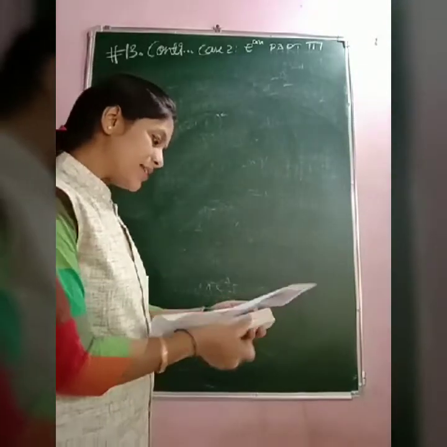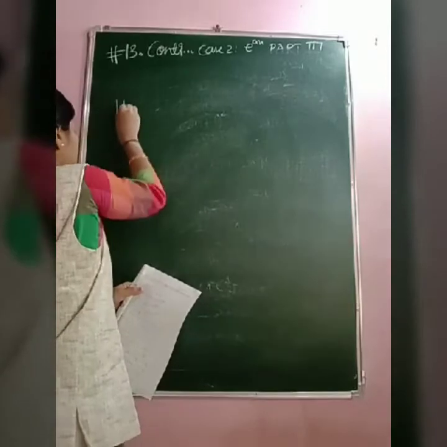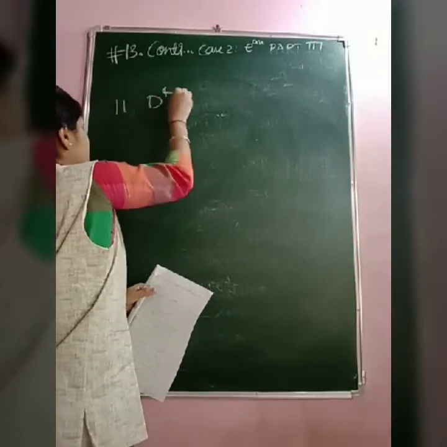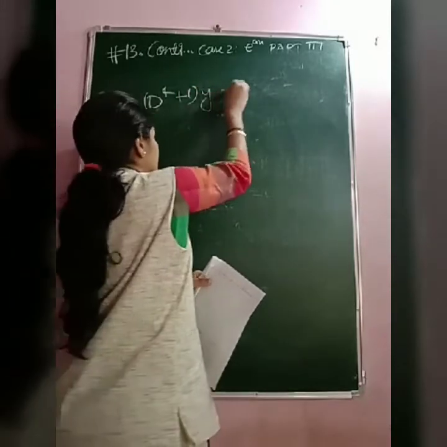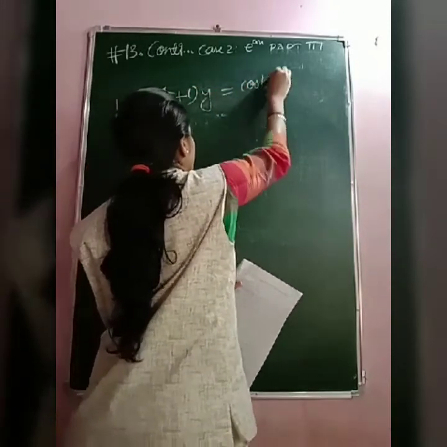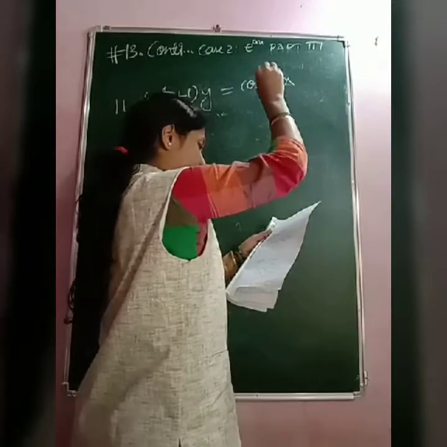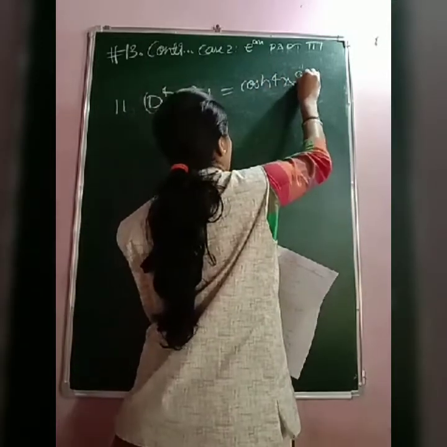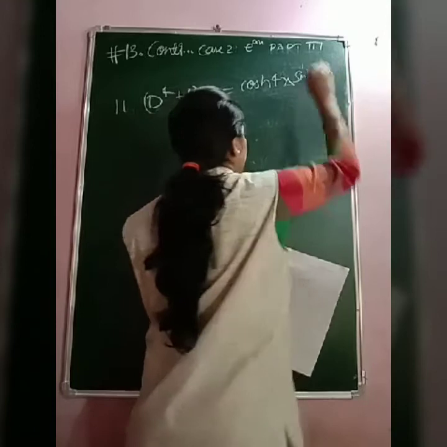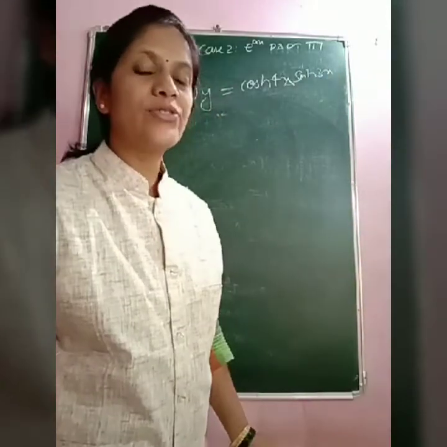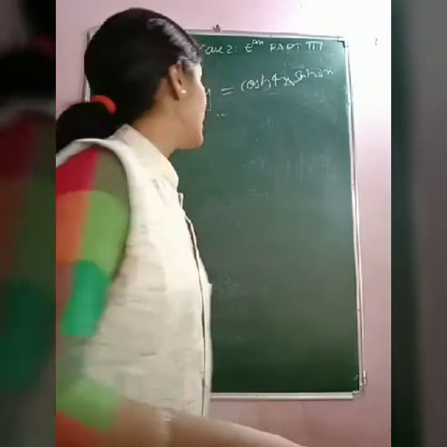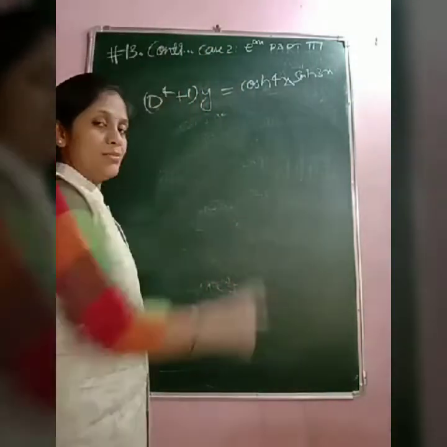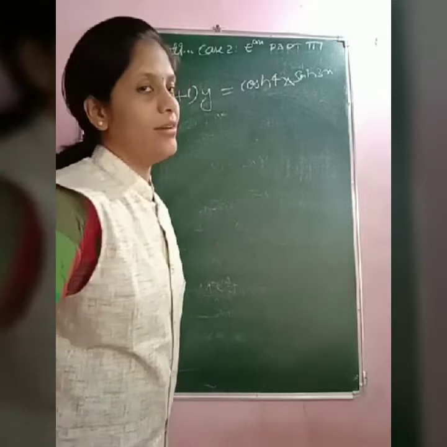So the question has been given as: solve (D⁴ + 1)y = cosh 4x sinh 3x. This is the same example that we have solved; it is similar to our last session's example. So this is nothing but a² + b², so plus 2ab minus 2ab.